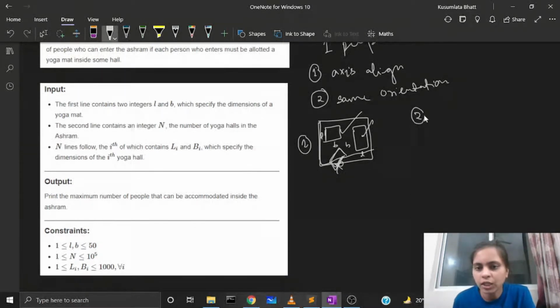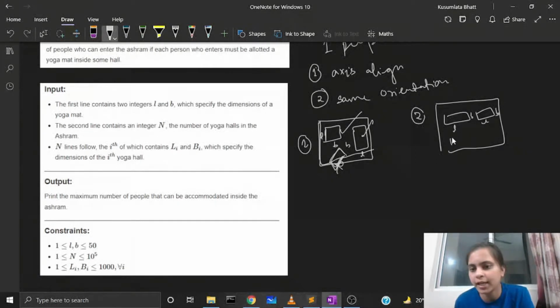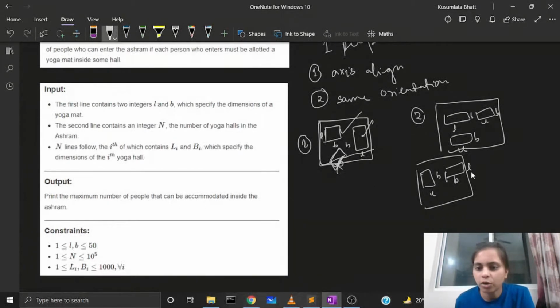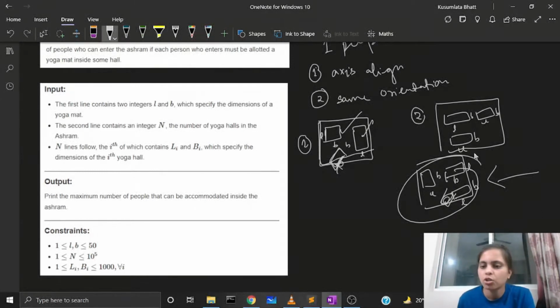Now according to the second condition, all the yoga mats should lie in the same orientation. It means that if we are keeping a yoga mat along the length, then we have to keep all the other yoga mats along the length as well. That is, we cannot keep the first mat across the length, then the second mat across the breadth, and then the third mat along the length. That is, we cannot keep a mix of the orientations. So this is not possible. Either we keep the mats in the length order or the breadth order.